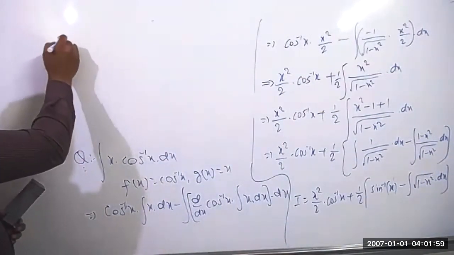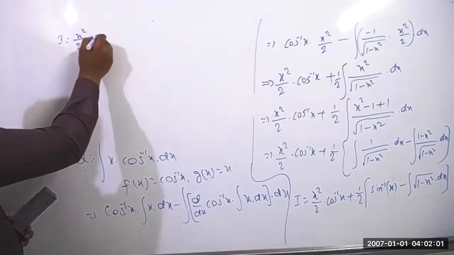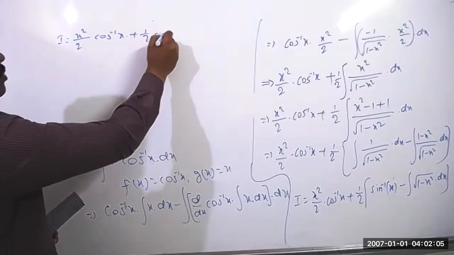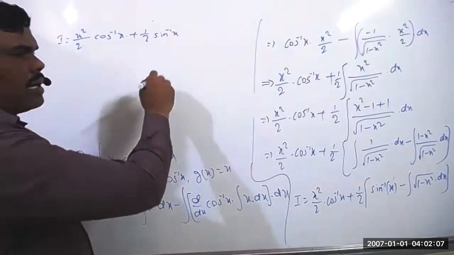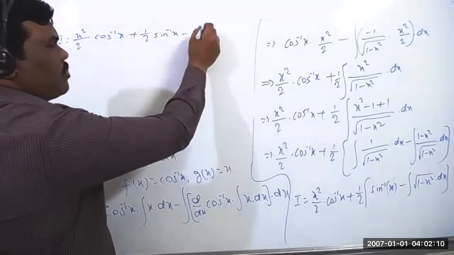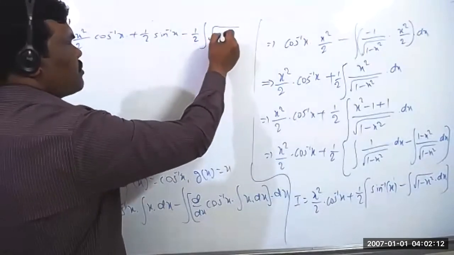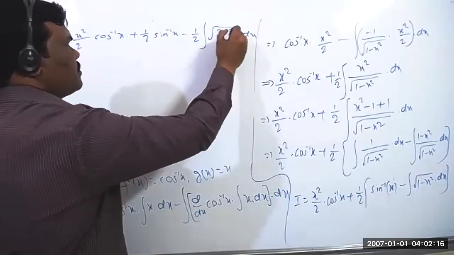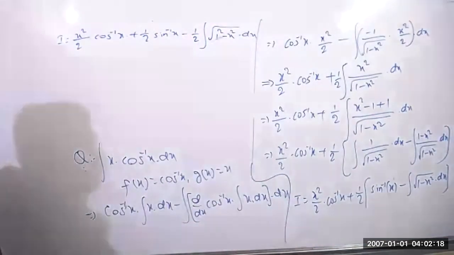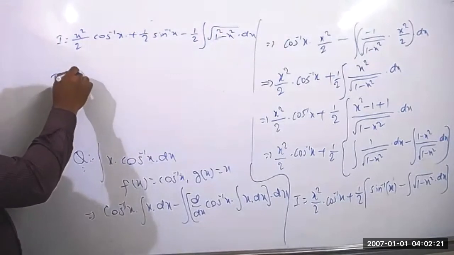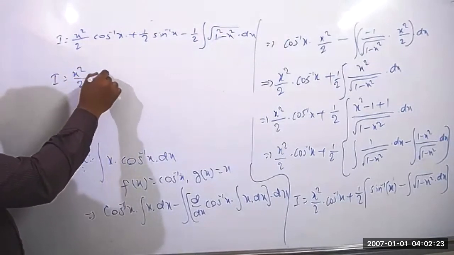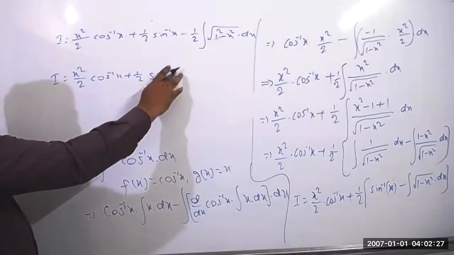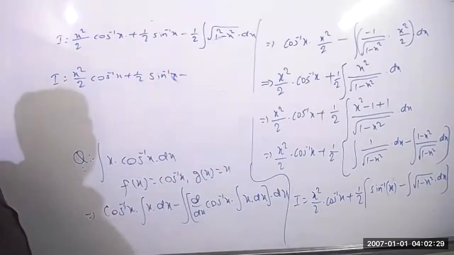So now I can write I equal to x square by 2 into cos inverse of x plus 1 by 2 into sin inverse of x, and plus into minus, minus 1 by 2 into integration of root of a square minus x square, that means you can write 1 square minus x square into dx. Now we can apply that. I equal to x square by 2 into cos inverse of x plus 1 by 2 into sin inverse of x minus.